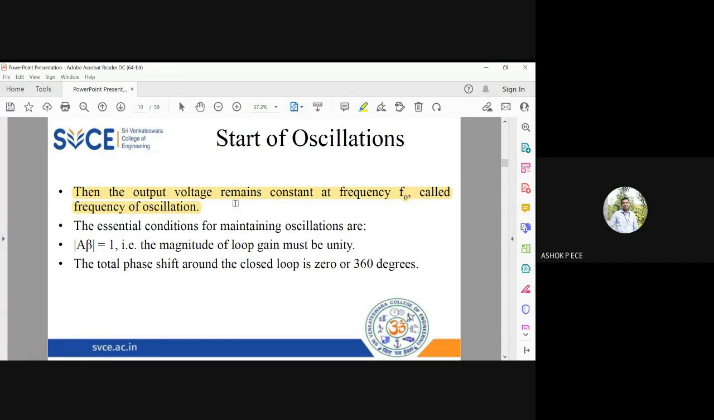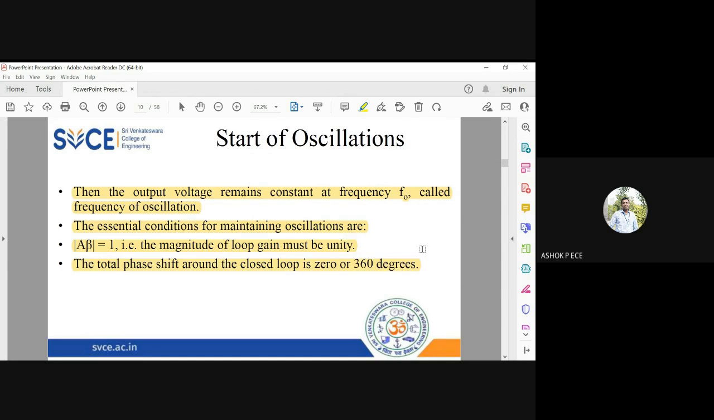The essential conditions to be considered for maintaining oscillations are very, very simple. You have already studied them. It is called the Barkhausen condition for sustained oscillations. Modulus of A beta should be equal to 1. A is the open loop gain of your amplifier, and beta is the feedback fraction. So the magnitude of loop gain must be unity, and the total phase shift around the loop should be 360 degrees or 0 degrees.